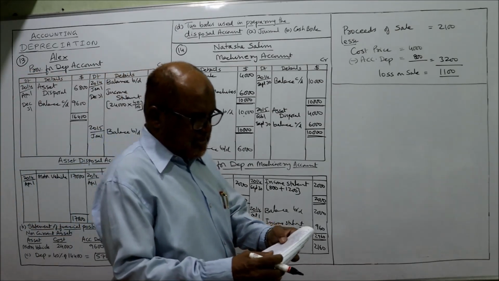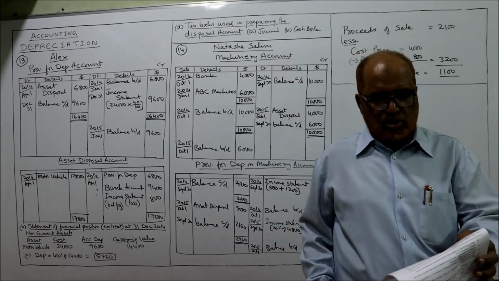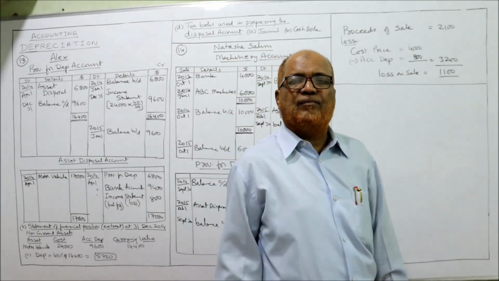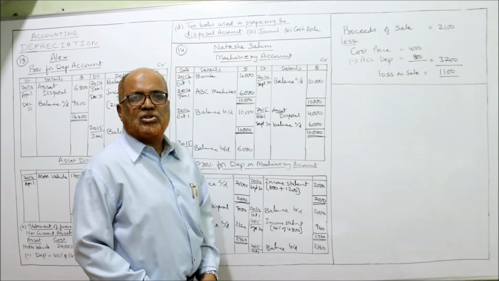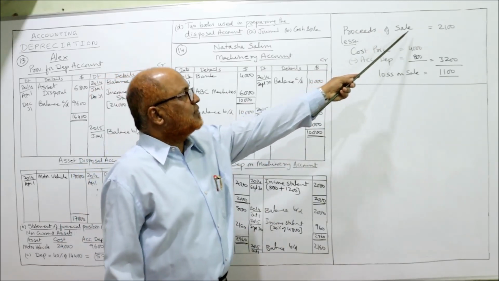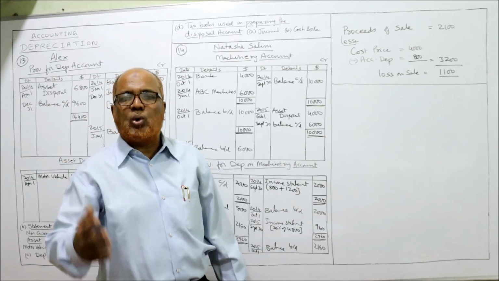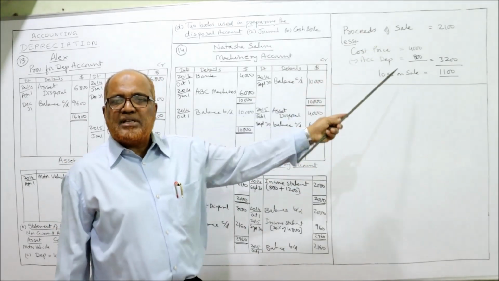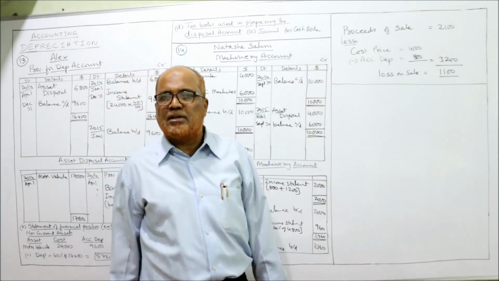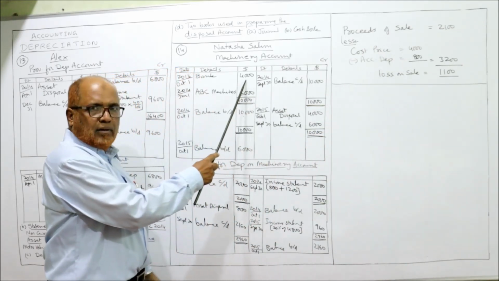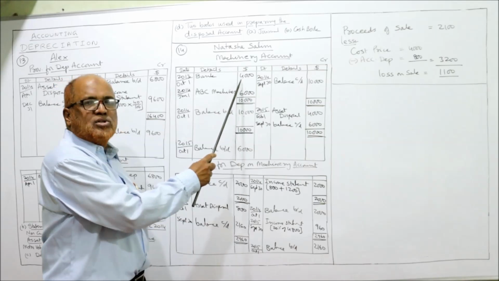Now last question. What is the last bit it is asking? Calculate the profit or loss on the disposal of the machine which was sold on 1st Feb 2015. How much is the profit or loss? See carefully. Proceeds of the sale 2,100. It is given in the problem. The machine was sold for 2,100. From this we deduct the book value of the machine. The machine was purchased for $4,000.